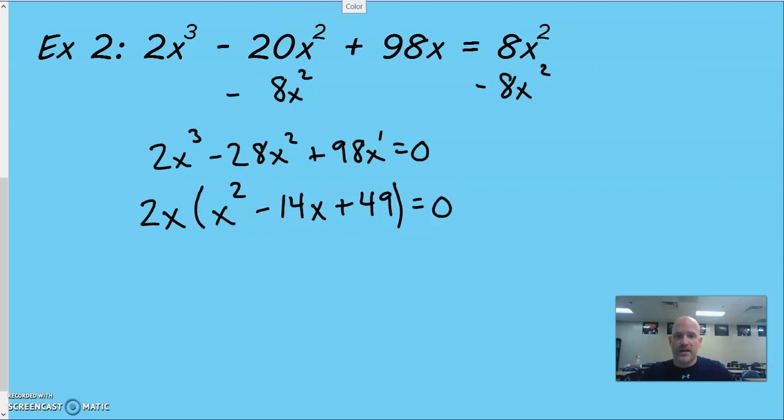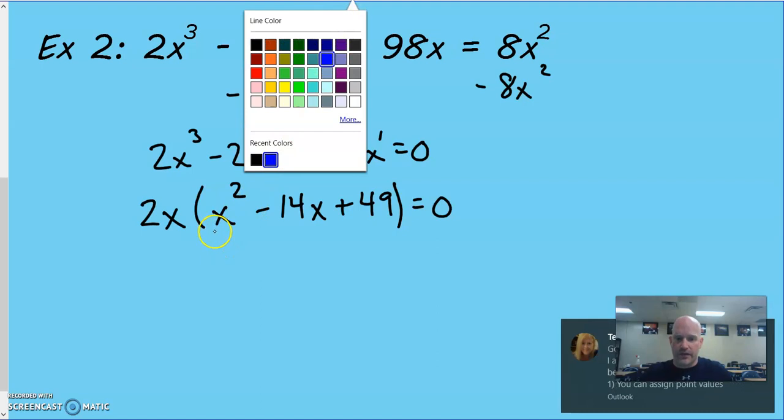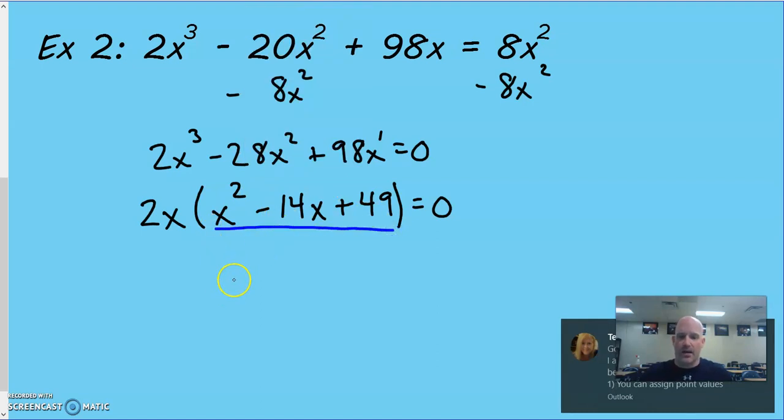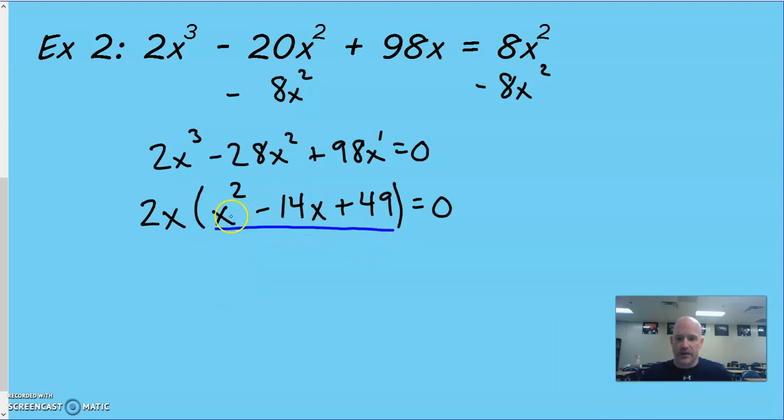Now, inside the parentheses here, do I have a factorable quadratic? Absolutely, okay? So this is going to be able to get factored. This is a quadratic trinomial with a leading coefficient of 1. So again, I can just kind of look at factors of 49 over here. So what are factors of positive 49 that combine to negative 14? Well, probably negative 7 and negative 7. Okay? The x squared is obviously just x and x. So this can be factored into x minus 7 times x minus 7.